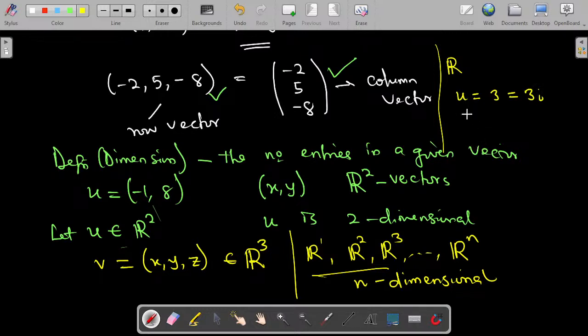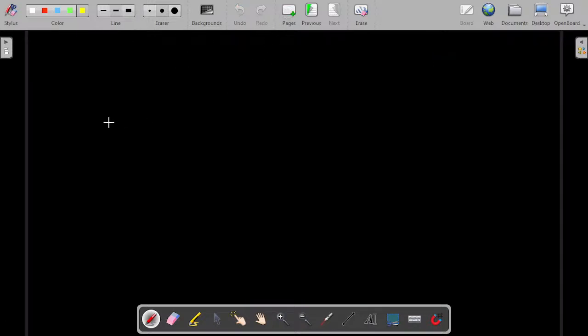Okay, now it is important that you let me know what particular dimension this vector is coming from. Let me go to a new page so that you will get what I'm saying. Please follow me now. When we start talking about R1, R2, R3 and so on, these are called the vector spaces, or you can just call them the dimensions of the vectors.